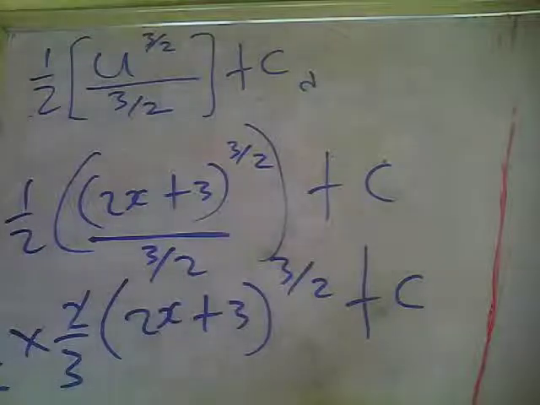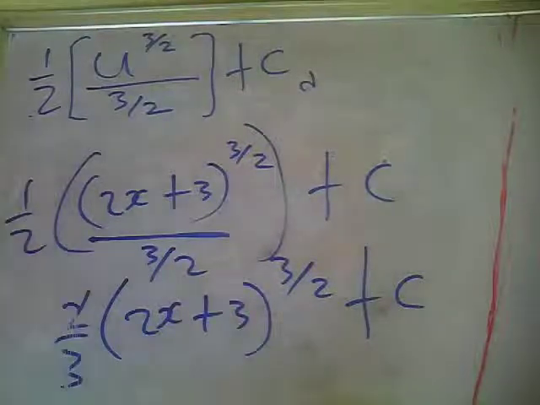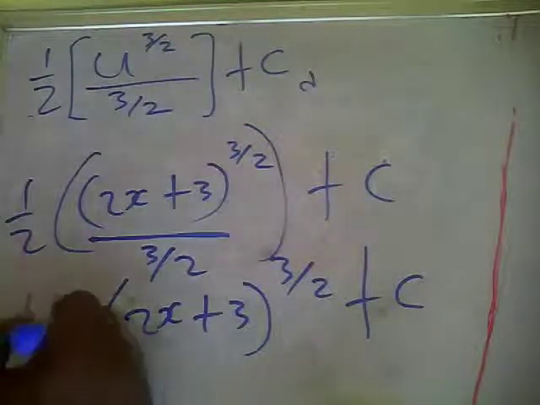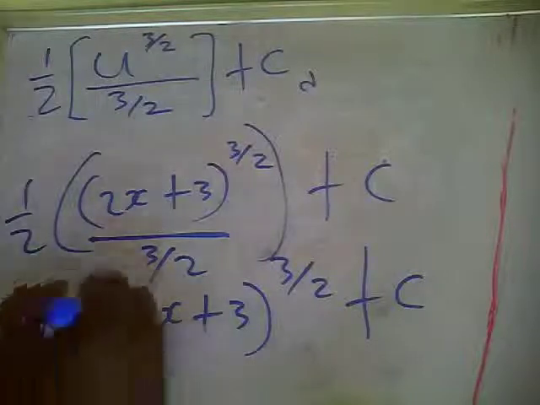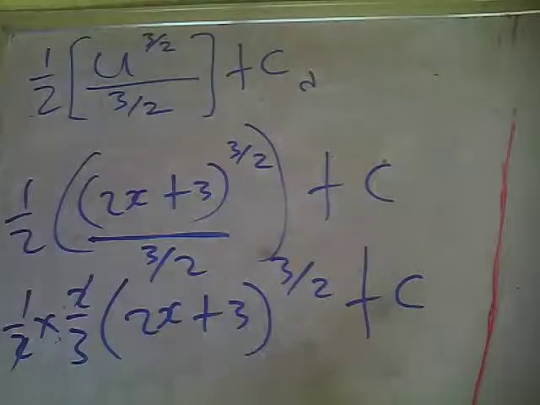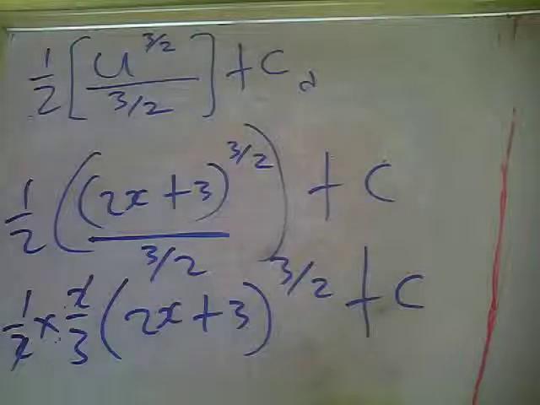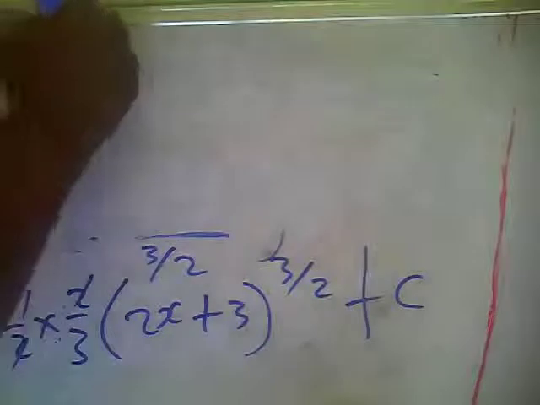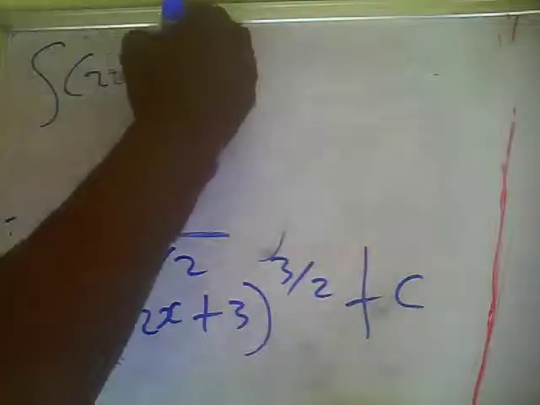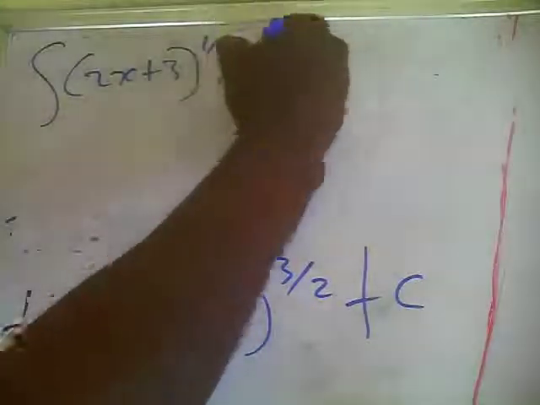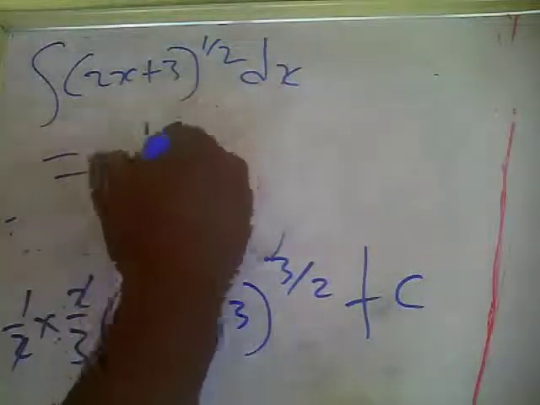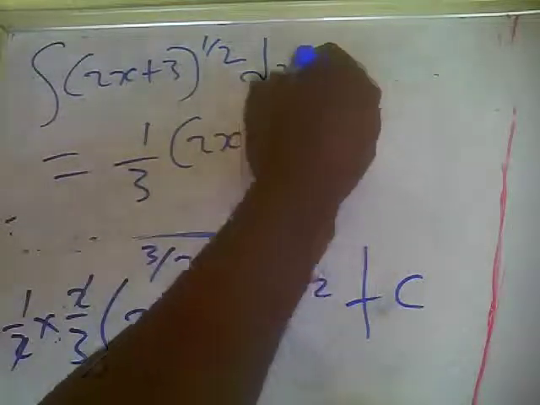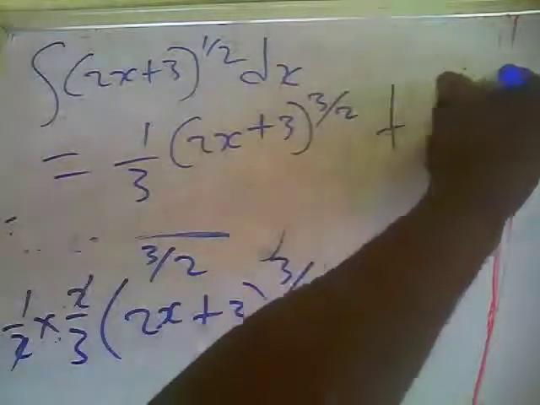Okay? I hope you have a good understanding of that. You know, this one here is 1 over 2 times 2 over 3. So 2 cancels 2, so we are left with what? 1 over 3 into 2x plus 3 raised to the power 3 over 2 plus c. So that's the answer to that question. So we have the integral of 2x plus 3 to the power 1 over 2. The answer is now what? 1/3 of 2x plus 3 to what? 3 halves. Then plus c. That's all.